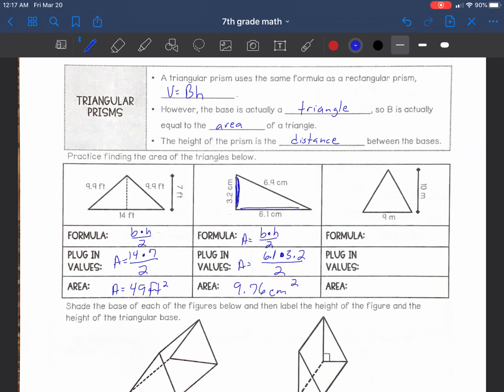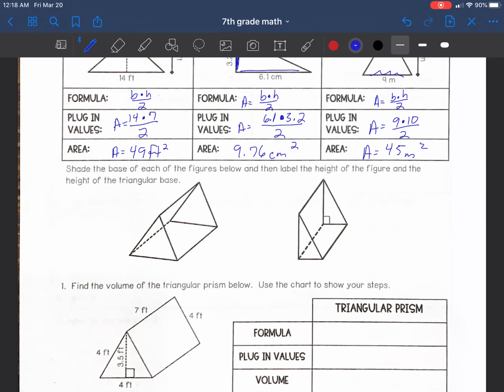For our next one, once again, area equals base times height divided by 2. Let's plug in our values. Our base right here, 9. Our height, 10, pretty easy, divided by 2. So once we multiply 9 times 10, divide that by 2, area is equal to 45 meters squared. Pretty easy. That's our first step once we get into the prism.